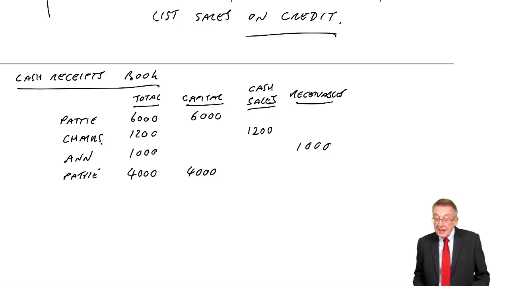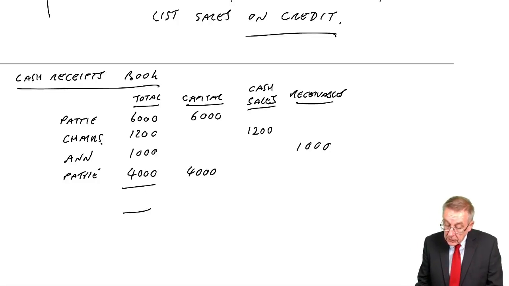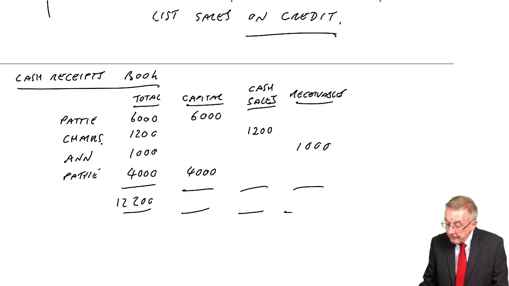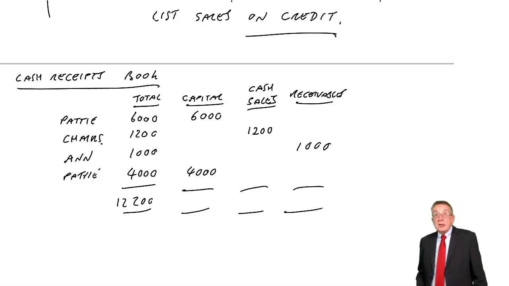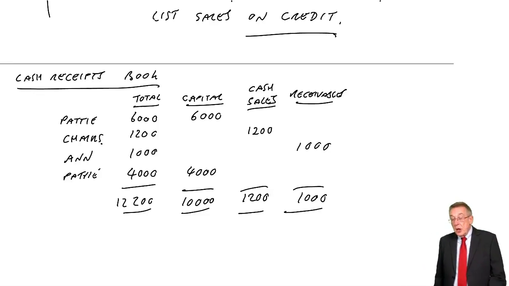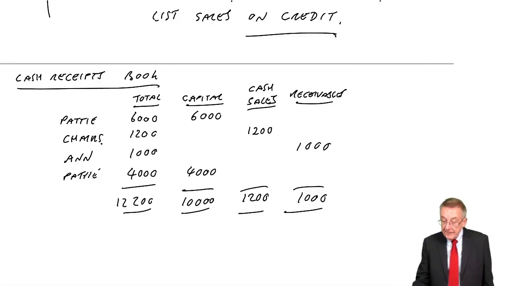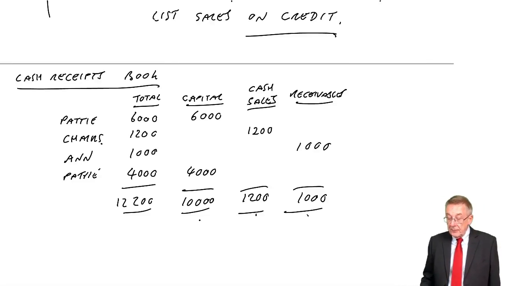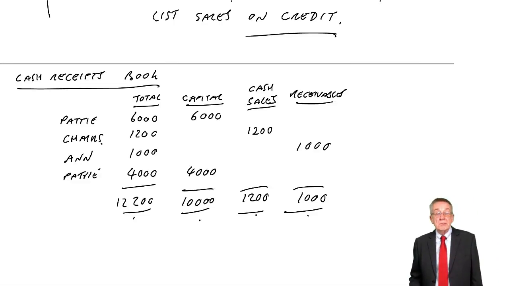Oh, beg your pardon. Cash receipts was up there. Cash receipts. The total column. 6, 7, 8, 12,200. And the analysis. The total capital 10,000. Cash sales 1,200. Receivables 1,000. And of course, no problem here because it's a very short exercise, but there is a little check on ourselves. The total of these three columns, 10, 11, 12, obviously should equal the total of the total column.